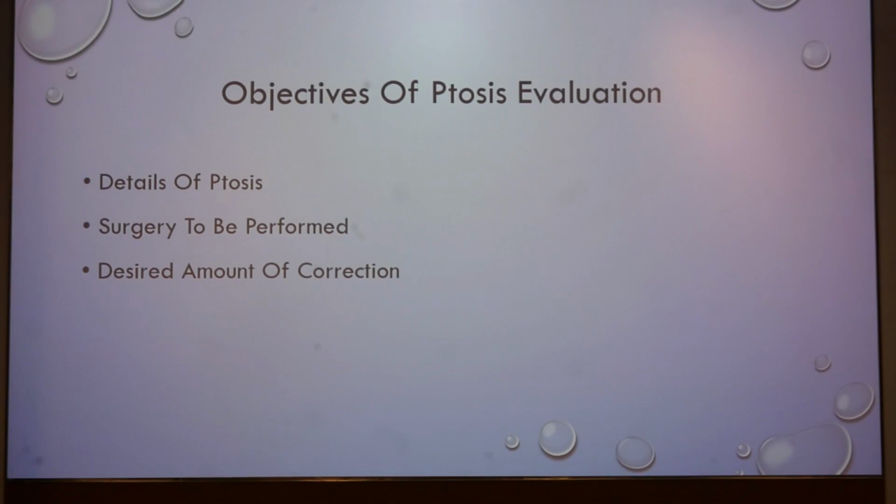So what are the objectives of ptosis evaluation? At the end of the evaluation, we should be able to tell about the type of ptosis, details of the ptosis. We need to at least make a protocol of which surgery we need to perform, if we actually need to perform a surgery or we just want to observe. Desired amount of correction: if we need to overcorrect, undercorrect, or aim for a perfect correction.